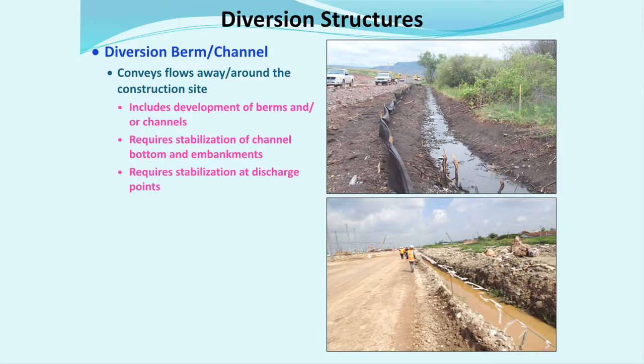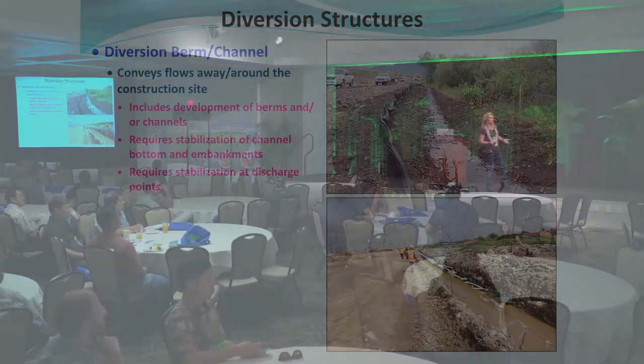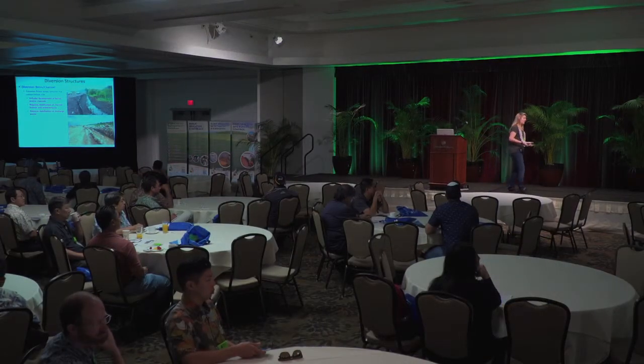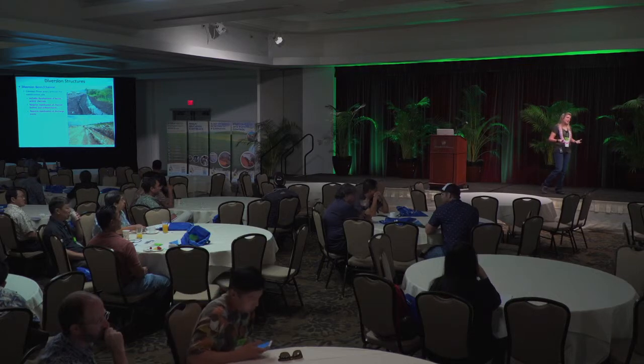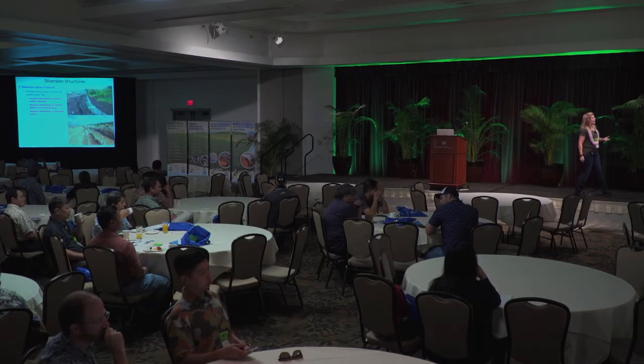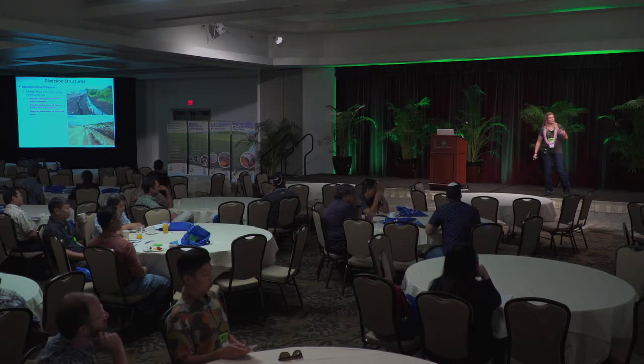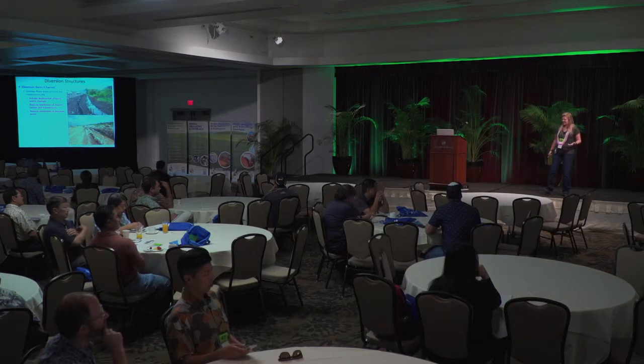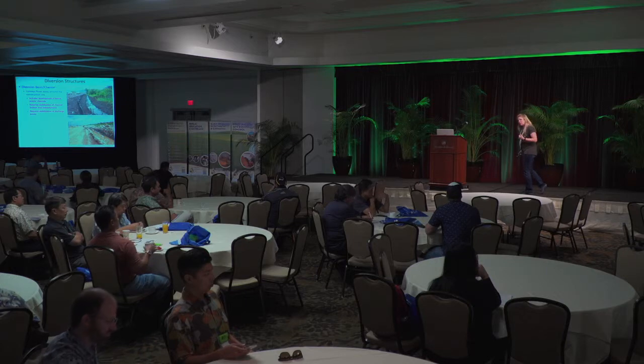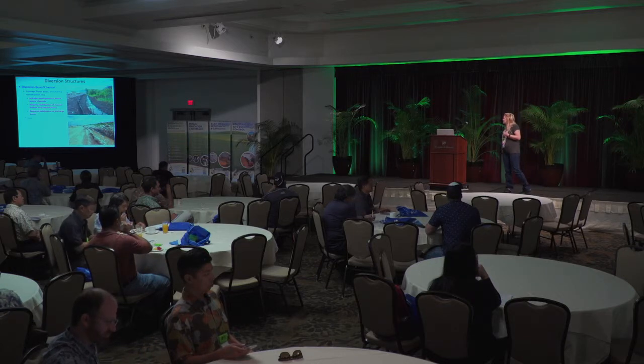But you want to do that stabilization because you don't want to contribute more pollutants to that runoff. Because obviously then that means you have to do treatment even though you might be diverting it. So we want to get stabilized channels and berms in place to divert that runoff. Also, it requires stabilization at the discharge point. So wherever that run-on is going to discharge off your property, we need to ensure that there is a velocity dissipation device, a way to prevent erosion from occurring at that spot itself.